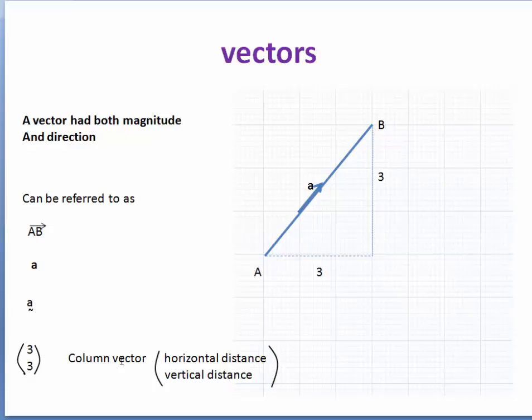We can also write vectors as column vectors, where the top number is the horizontal distance and the bottom number is the vertical distance. So for instance, from A to B, the horizontal distance is 3 units, 1, 2, 3, so that's the top number, and the vertical distance is 1, 2, 3 from A to B, and that's the bottom number.